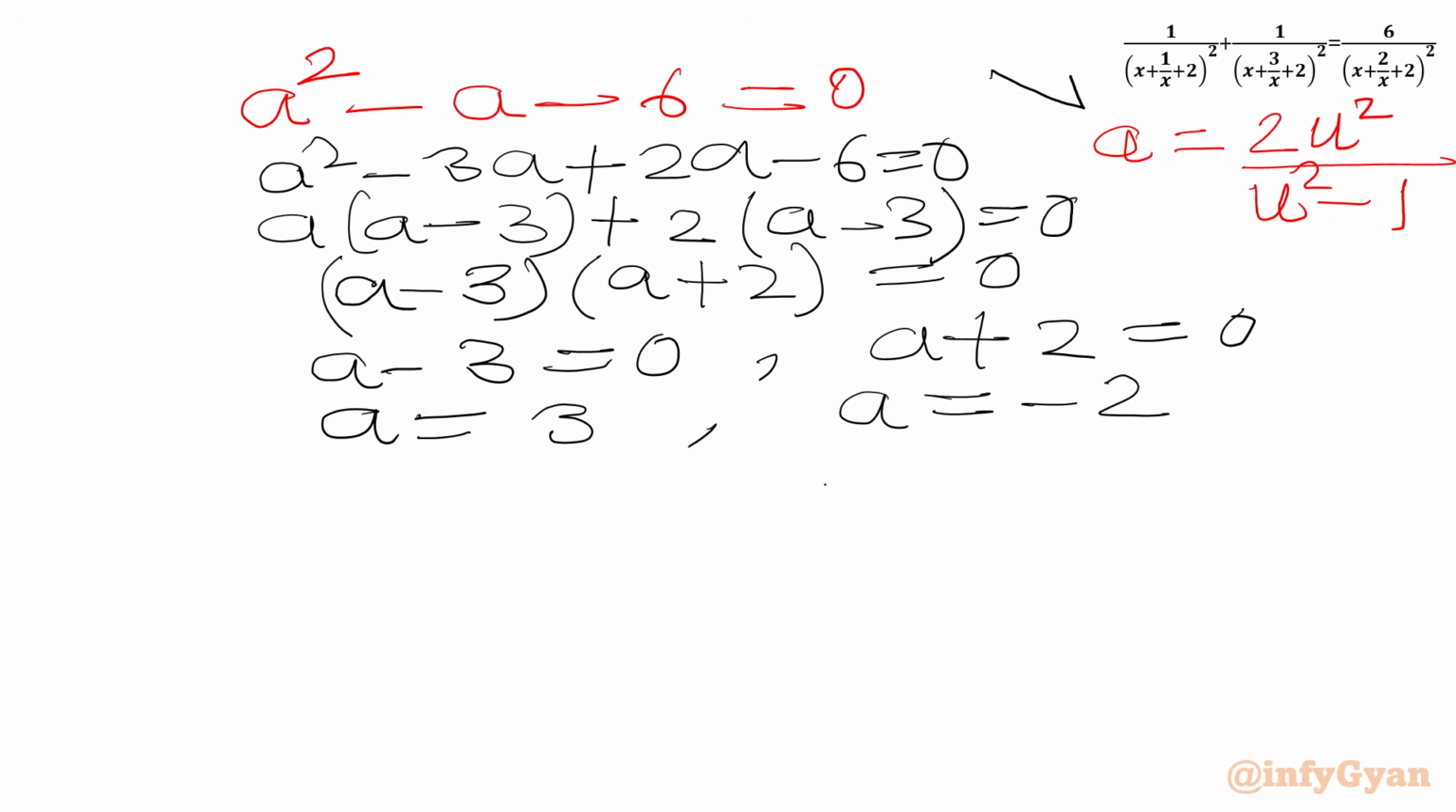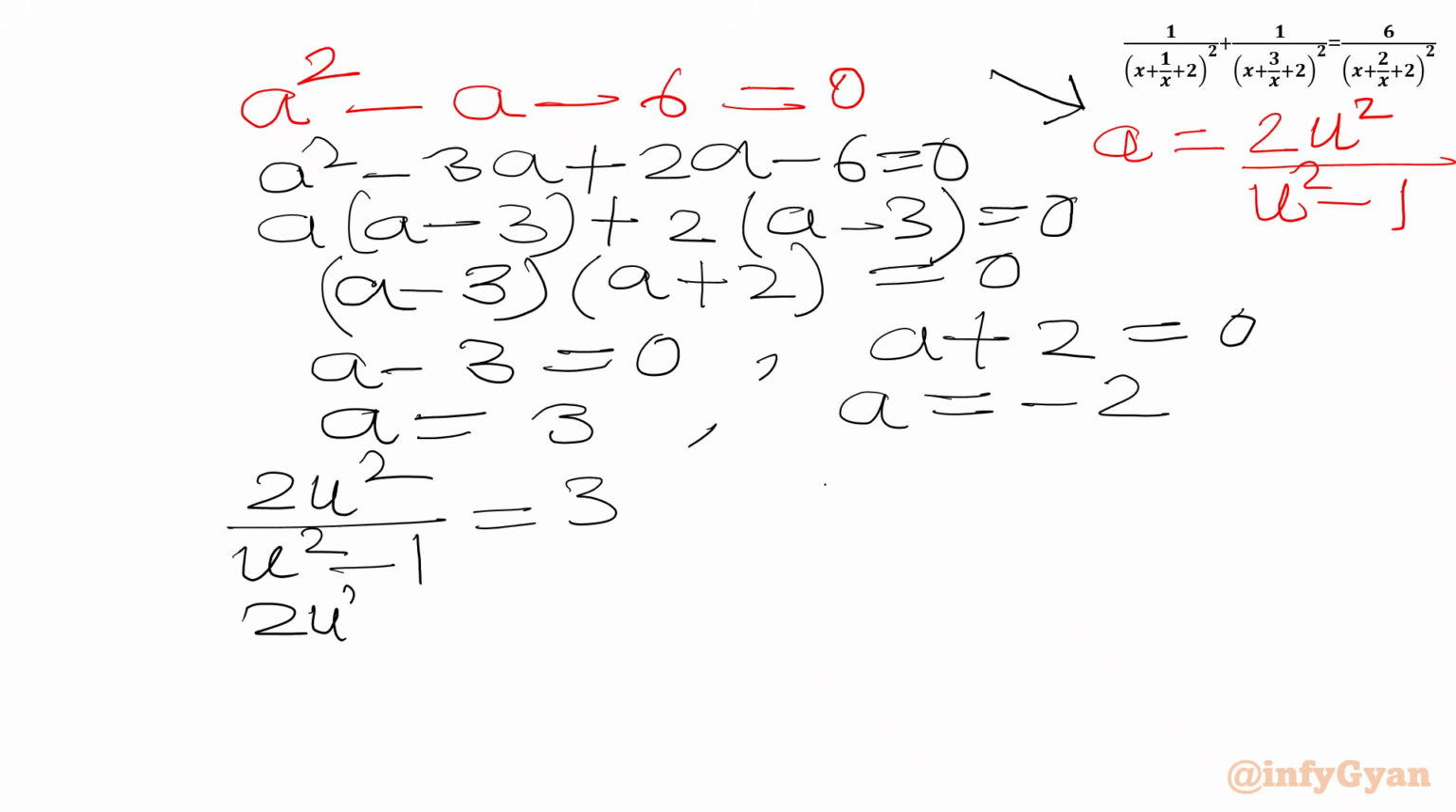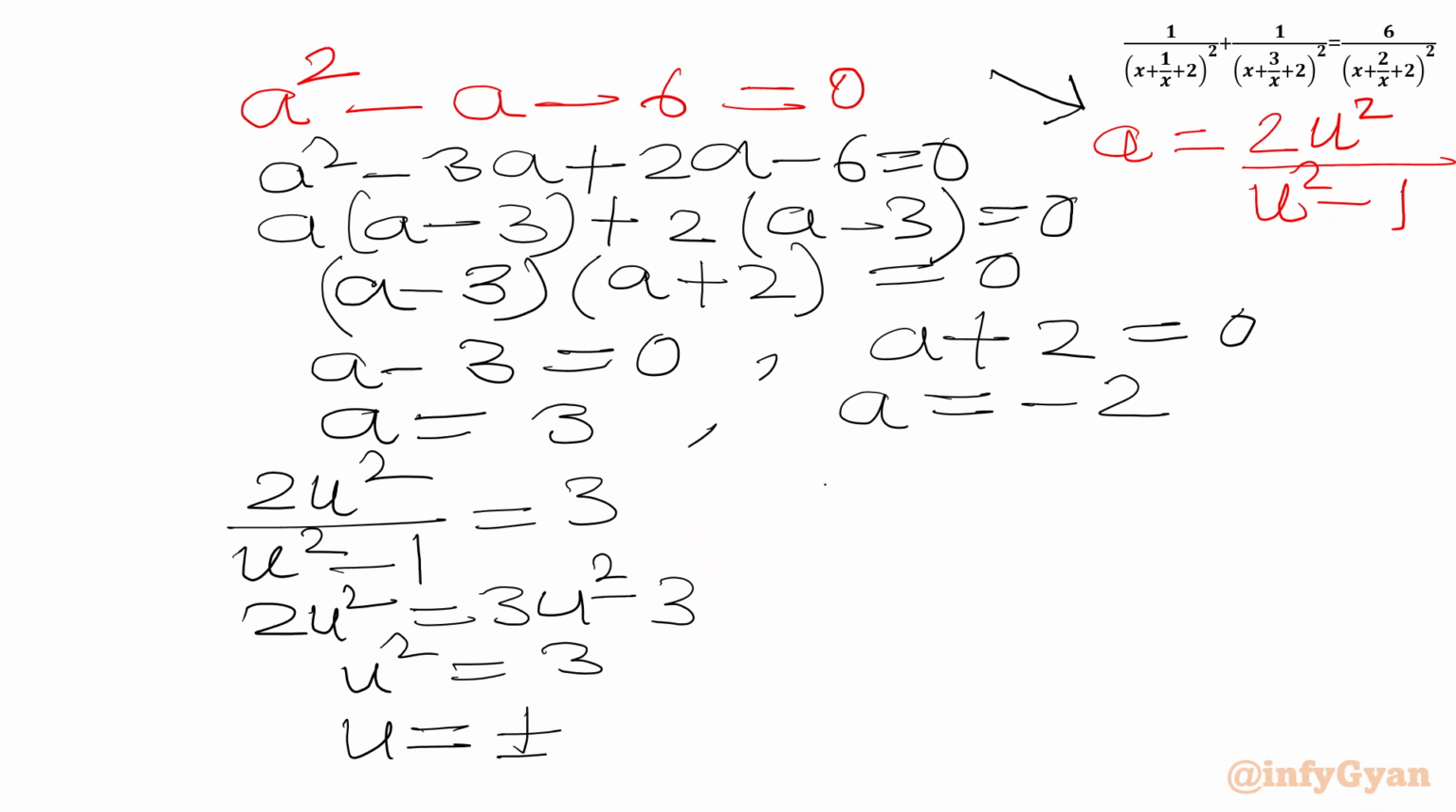Now a is 2u square over u square minus 1. Let's write here 2u square over u square minus 1 equal to 3. Let's cross multiply. We'll get 2u square equal to 3u square minus 3. We'll take minus 3 to the LHS and 2u square to the RHS. So u square will be equal to 3. After taking a square root on both sides, we'll get u equal to plus minus square root 3.